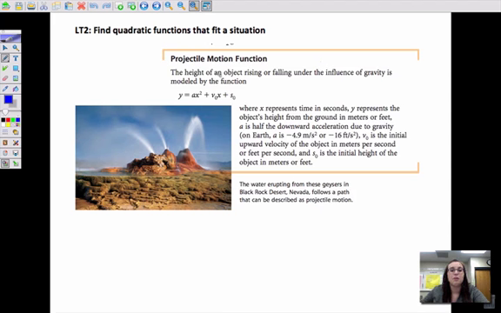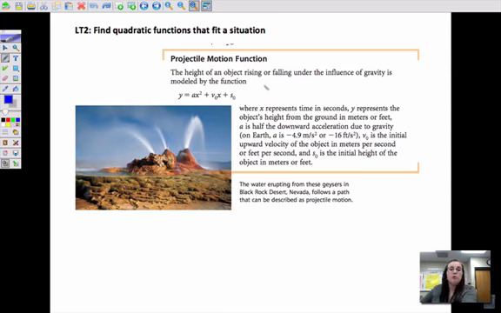If an object is rising and falling under the influence of gravity, this is usually called projectile motion, because it's usually something that's thrown or catapulted. It's going up in the air and coming back down without any additional forces on it. You can use a quadratic to represent that because it will happen in the shape of a parabola.